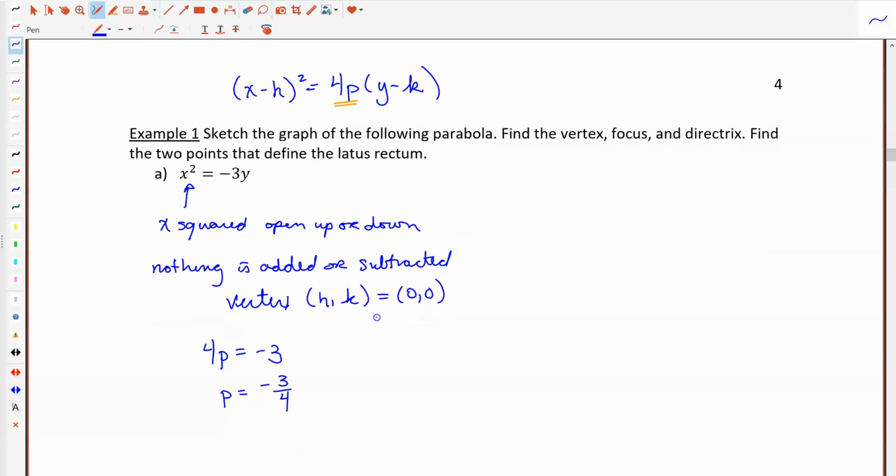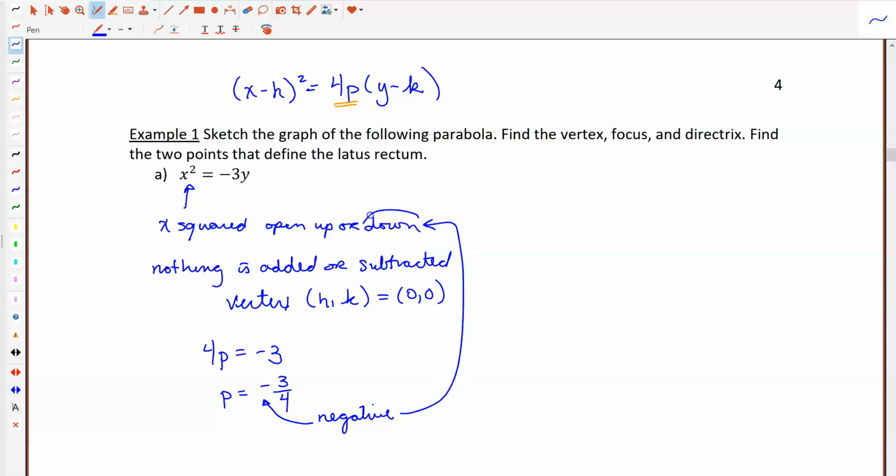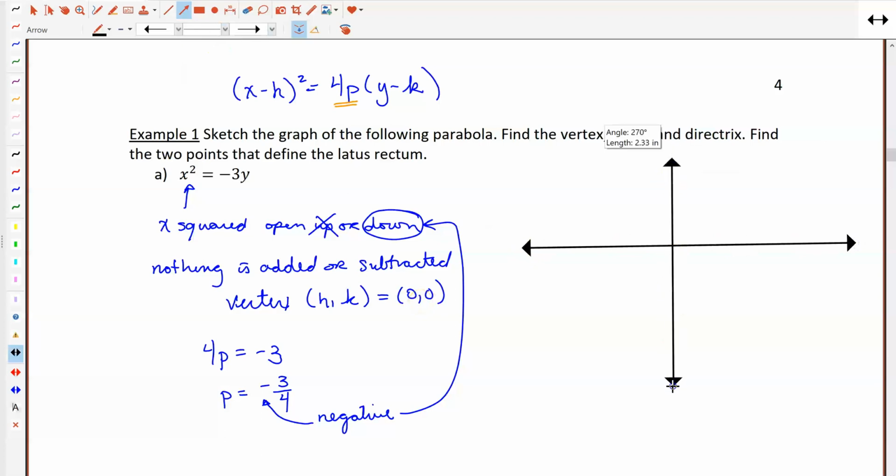All right, so since p is negative, we can go back up here, and I know that this now has to open down. So let's sketch what I have so far before we worry about getting the focus or directrix. I need (0, 0), and I want this to open down. I'm going to be moving a distance of -3/4, so I'm not going to be moving all that much from the origin. So I'm going to be here, so maybe 1, 2, 3, 1, 2, 3, maybe go 2 up there.